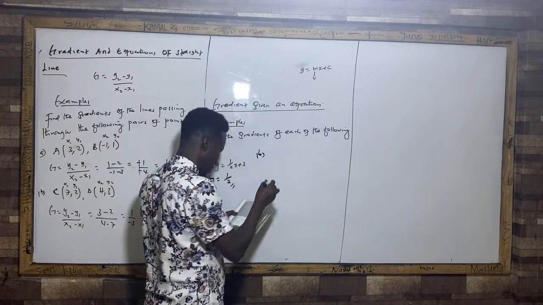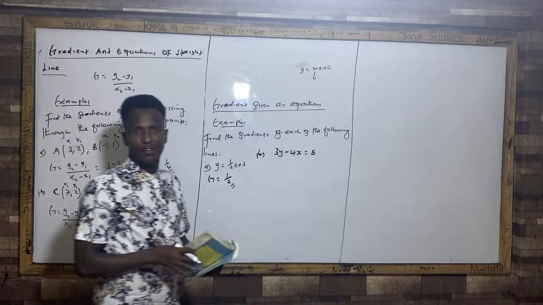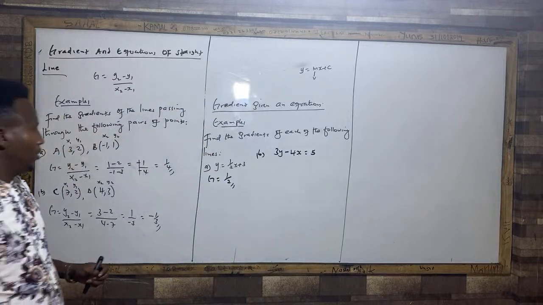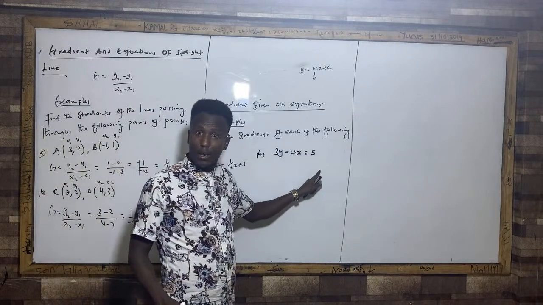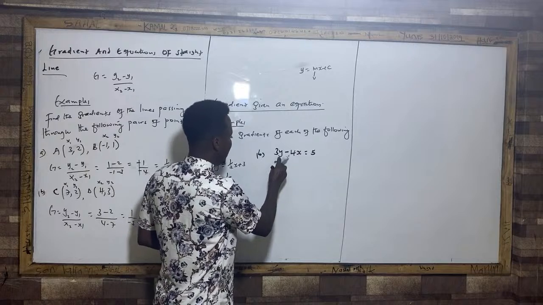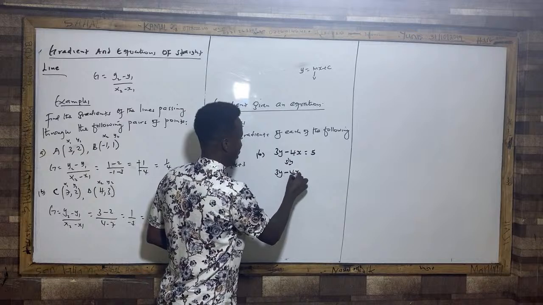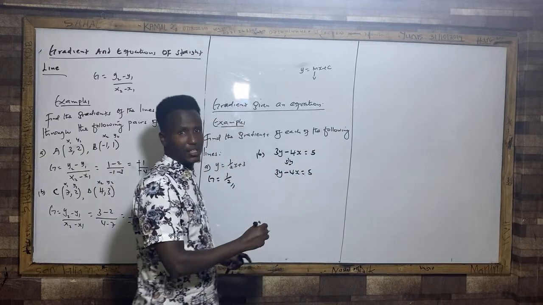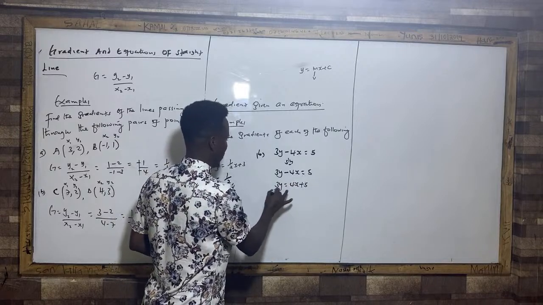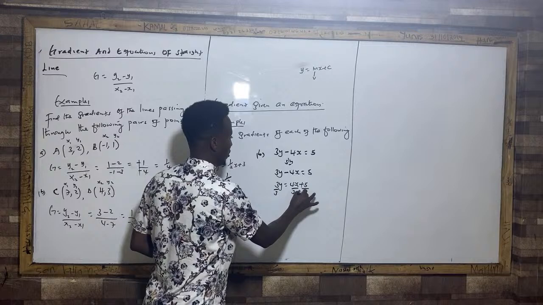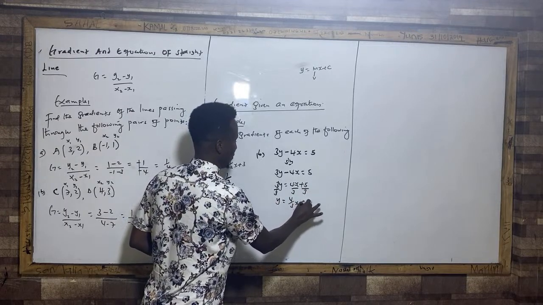What about this one? 3y minus 4x is equal to 5. This equation is not written in the form y is equal to mx plus c. So coming to the solution, we have 3y minus 4x is equal to 5. Take the 4x to the other side, so we have 3y is equal to 4x plus 5. All over 3, the 3s cancel. So y is equal to 4 out of 3 x plus 5 out of 3.